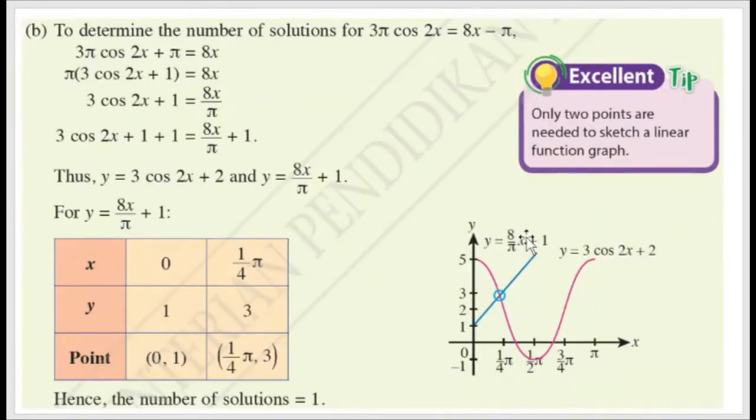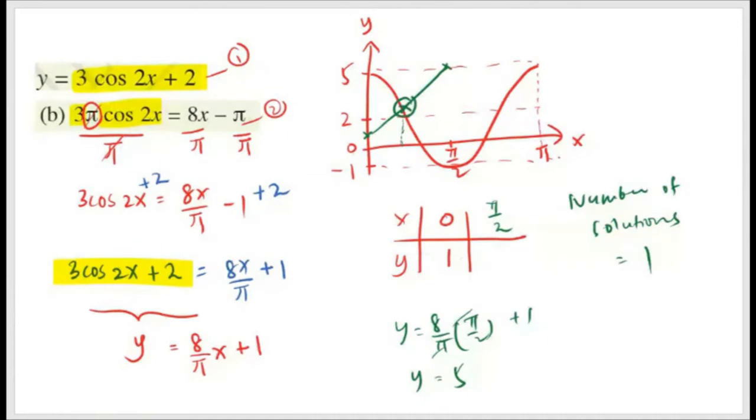I forgot to label the graph. You need to label. The first one is y equal to 3 cos 2x plus 2. And the second equation is y equal to x over pi plus 1.